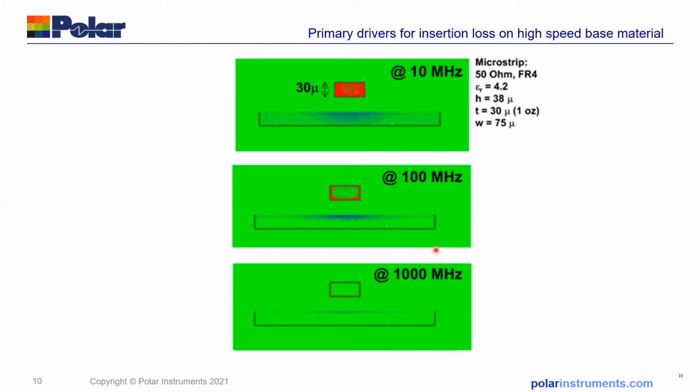So copper losses are quite a bit more complicated than dielectric losses because they ramp up quite progressively in the lower bands and then they smooth out but continue to increase as the frequency goes up.